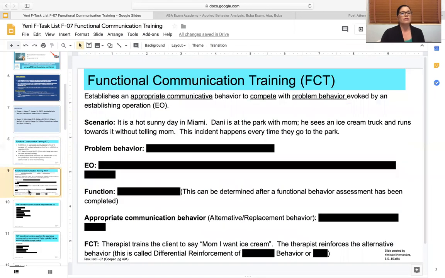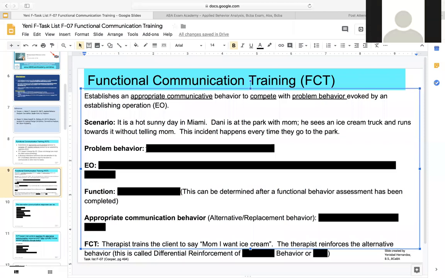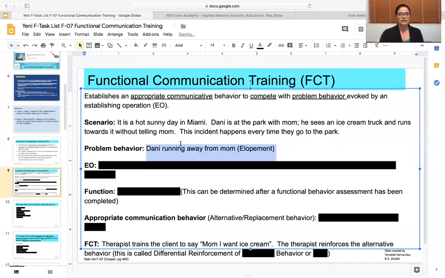So let's go to how it actually looks in reality. Here I left the same definition that we had covered, and here I put a scenario. It is a hot sunny day in Miami. Danny is at the park with mom. He sees an ice cream truck and runs towards it without telling mom. This incident happens every time they go to the park. So what do you think is the problem behavior in this scenario? Running. Yes. Danny running away from mom, better known as elopement for us, right?